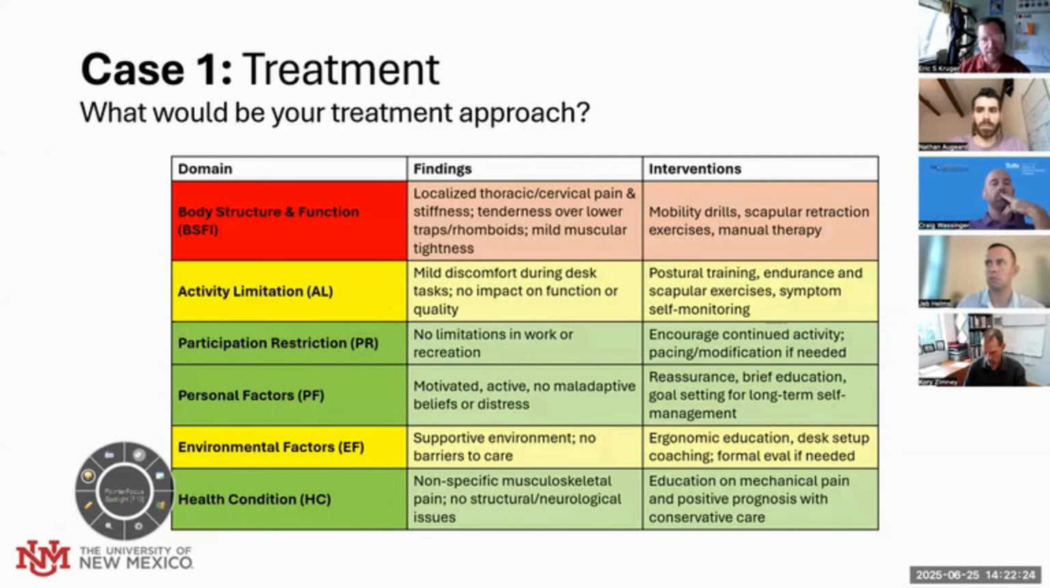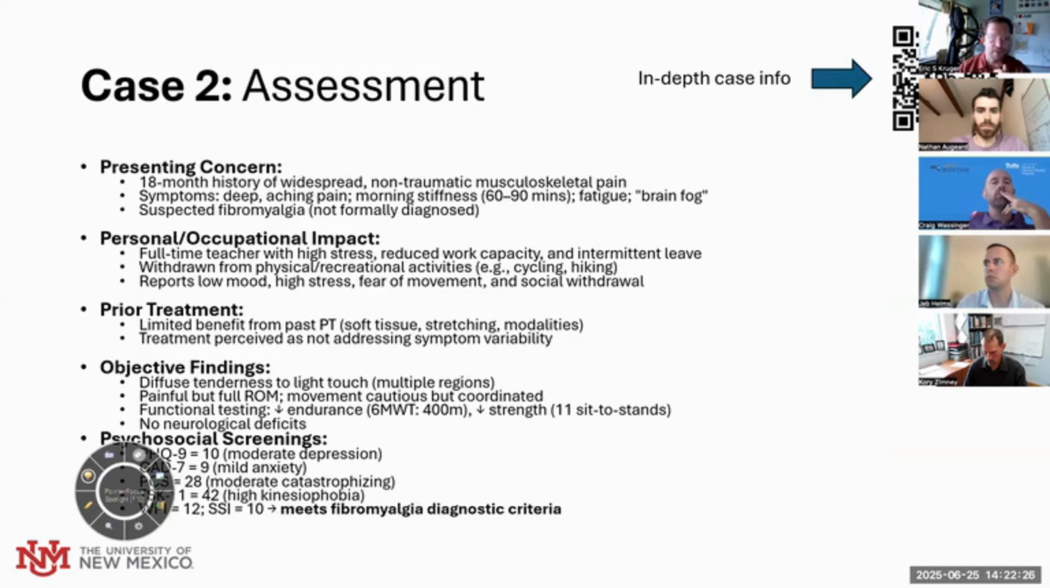All right, so that's a first case, but we can see the dramatic difference. And this is something that, working in the pain field, you might be familiar with seeing patients like this. This is a patient with widespread pain, 18 months, non-traumatic in nature, deep aching, morning stiffness, describes brain fog. You're suspecting fibromyalgia, that sort of cluster of symptoms, but he doesn't have a formal diagnosis. Full-time teacher, high stress, reduced work capacity, intermittent leave, withdrawn from physical and recreational activities, low mood, high stress, fear of movement, social withdrawal.